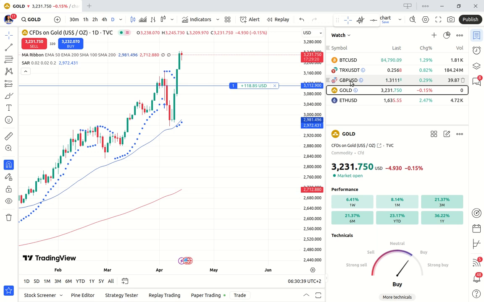So, from what I am observing, it's more like, because after the third soldier, there's what you call consolidation.